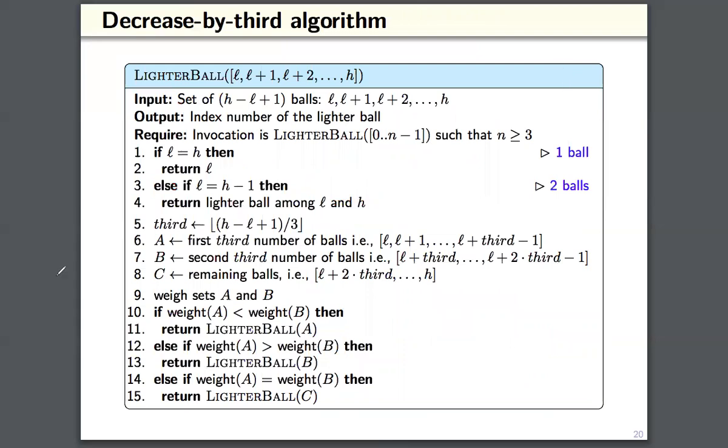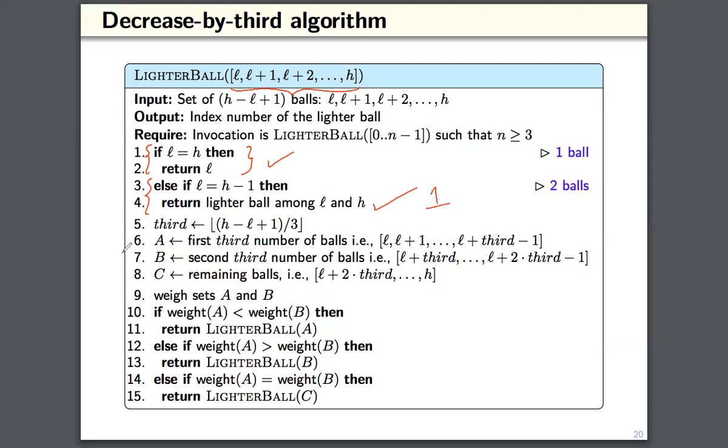So the pseudocode is something like this. The input is exactly the same, output is exactly the same. Let's look at the logic. There are two base cases here. If L is equal to H, return L, one ball, it is simple. If there are two balls, then return the lighter ball among L and H. So how do you find this? Again, this will require one weighing.